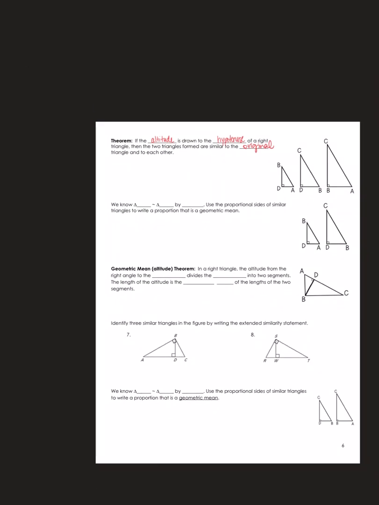So that was like using this picture right here, and saying if BD is an altitude drawn to the hypotenuse, then it creates these similar triangles: triangle ABC, which is similar to triangle BDC, which is similar to triangle ADB.